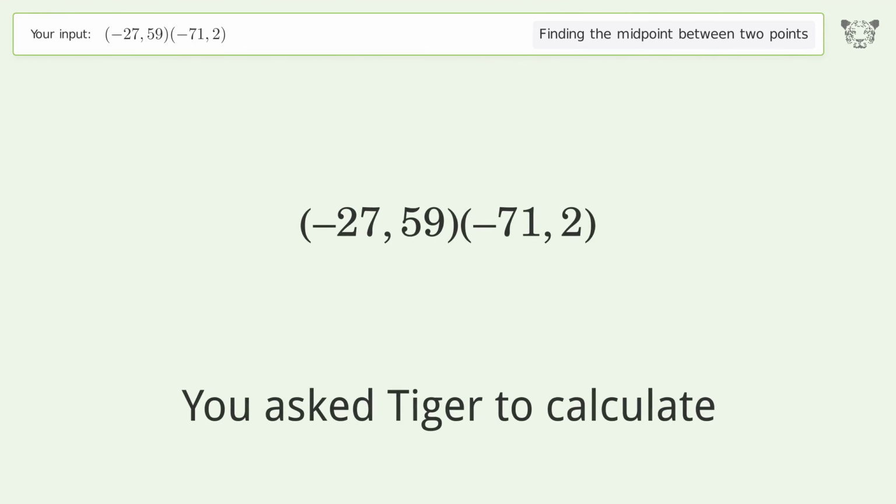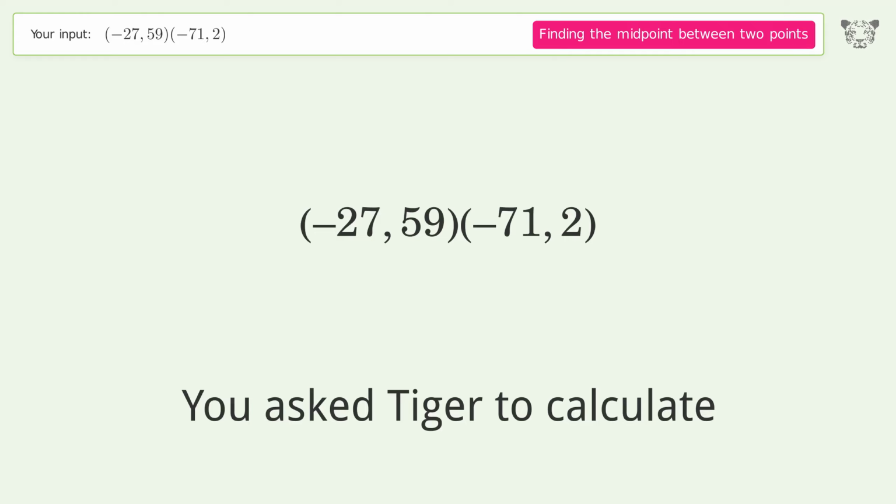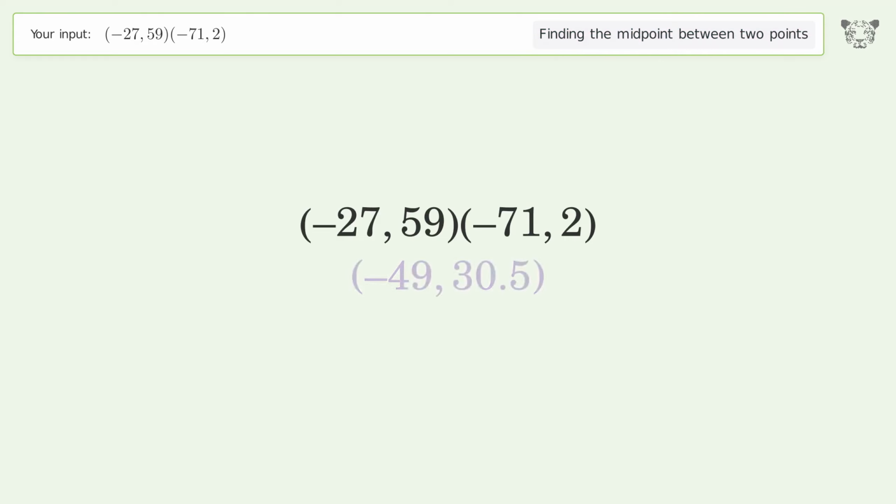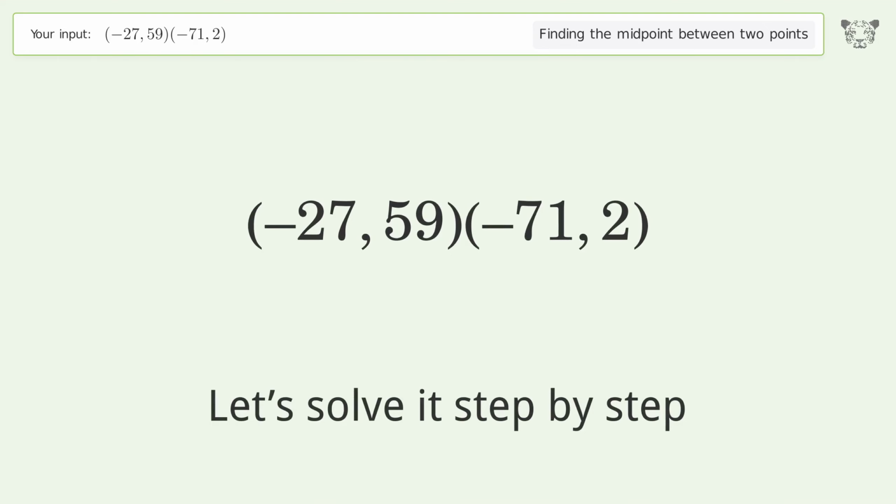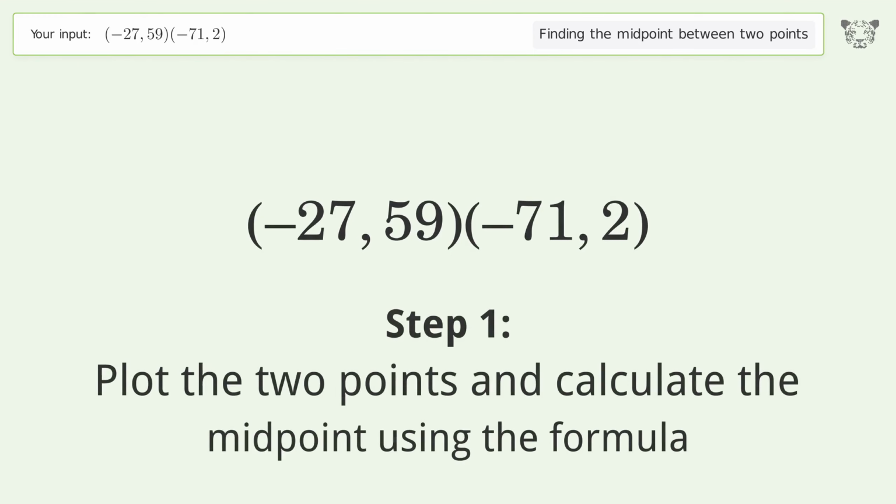You ask Tiger to calculate. This deals with finding the midpoint between 2 points. The midpoint between the 2 points is negative 49, 30.5. Let's solve it step by step. Plot the 2 points and calculate the midpoint using the formula.